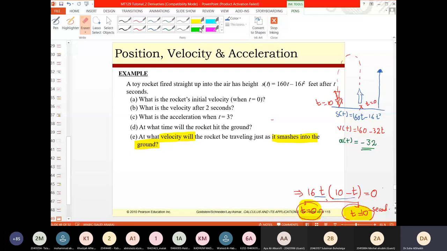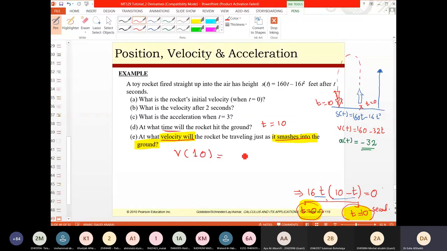So the question here in part E: what's the velocity as it smashes the ground? We agreed that it smashes the ground, or hits the ground, when t is equal to 10, right? So the question is, what will be the velocity when it is smashing the ground? I'm talking about the velocity at t equal to 10.